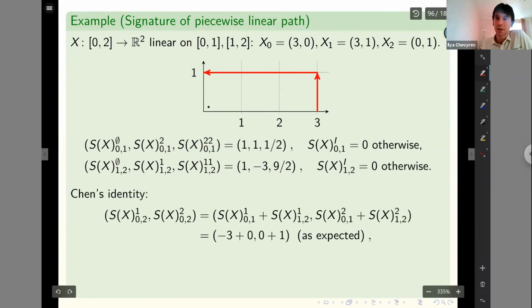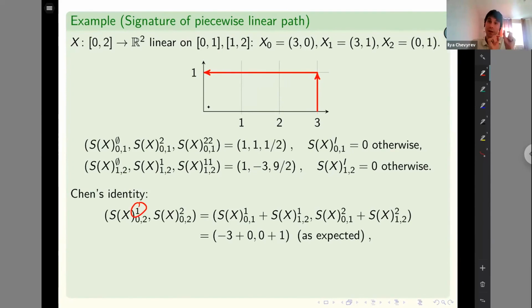Then for Chen's identity, I'm first going to work out a very baby step. I'm just going to work it out for the first level of the full signature, just to show you how it's done. What Chen's identity tells us is that we need to break up the word. When we look at just the word 1, we need to break it up into all subwords. There are two ways of doing this: either the empty word followed by 1, or the 1 followed by the empty word.